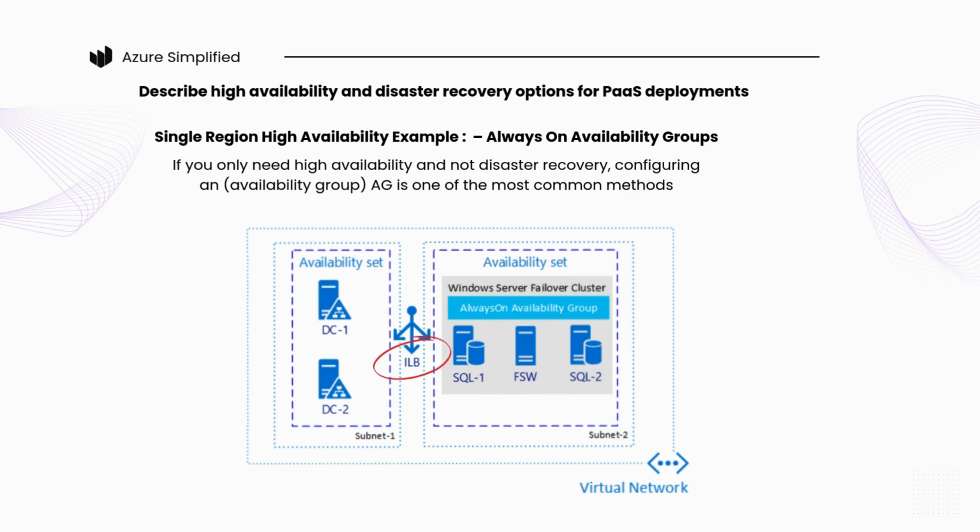4. Internal Load Balancer, ILB. The ILB manages traffic between domain controllers, DC1 and DC2, and the SQL Server cluster. It ensures traffic is routed correctly to the active SQL Server node.